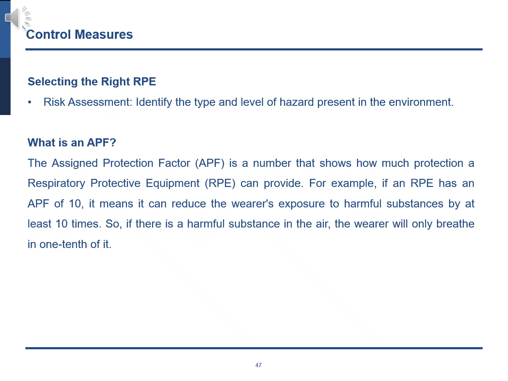What is an APF? The assigned protection factor, APF, is a number that shows how much protection a respiratory protective equipment, RPE, can provide. For example, if an RPE has an APF of 10, it means it can reduce the wearer's exposure to harmful substances by at least 10 times. So, if there is a harmful substance in the air, the wearer will only breathe in 1/10 of it.